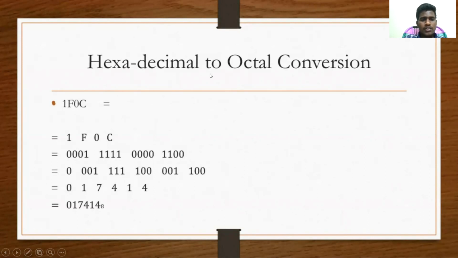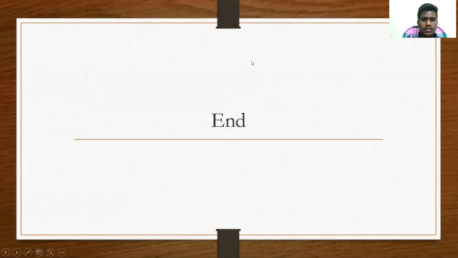In order to convert from hexadecimal to octal, we have to group the bits into 3. Here 100 and 001, and 10011100110. 100 means what? 4. 001 means 1. 100 is 4. So we got this value, 017414, which is the value in octal with base 8. As the base of the octal number is 8, we have represented it in 8. Yes. Thank you.